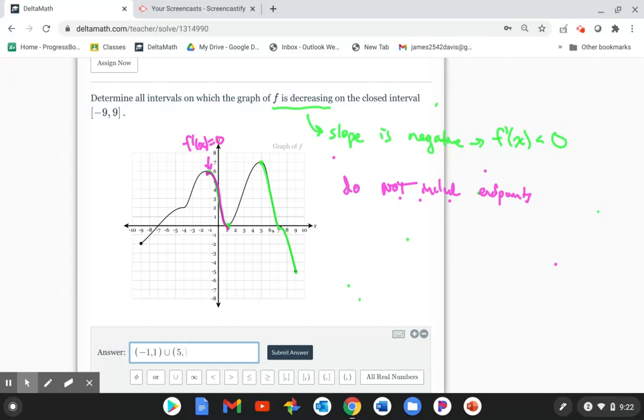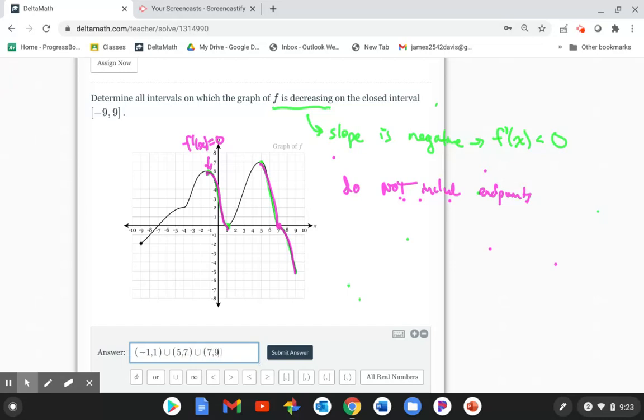Now we have to be a little bit careful because see how this sort of levels out right here? There's a point where it goes down and then it just briefly levels out and then it goes down again. So it's not decreasing on that whole interval because it actually stops decreasing there for a moment at 7. So when we type this in, we're going to need to type it from 5 to 7 and then union 7 to 9.